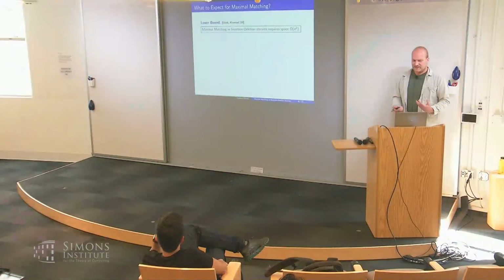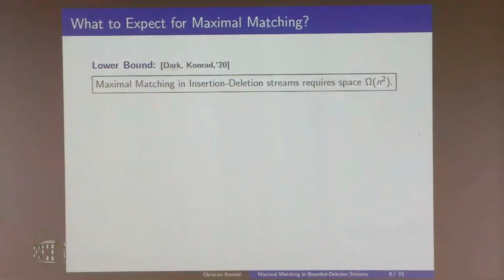So I mentioned we have this lower bound. Maximal matching requires space n square. So let's just unpack this a little bit, how this is proved. The technique for establishing this lower bound was just one-way two-party communication.